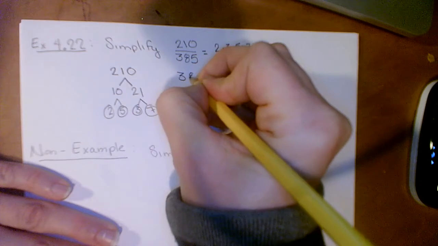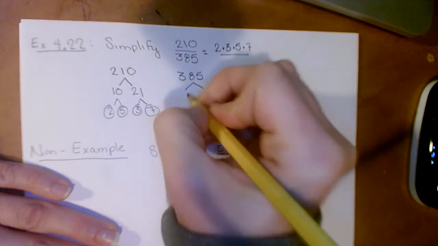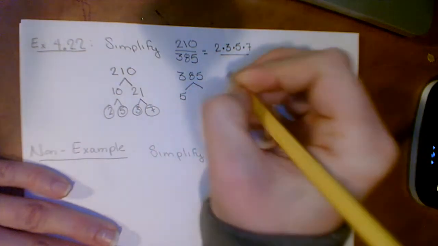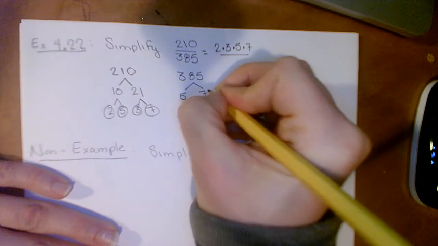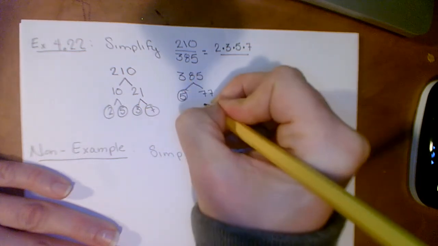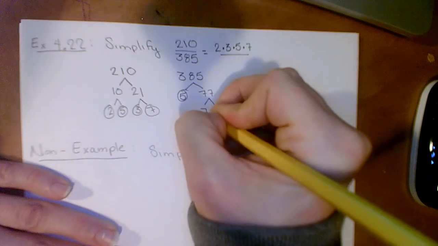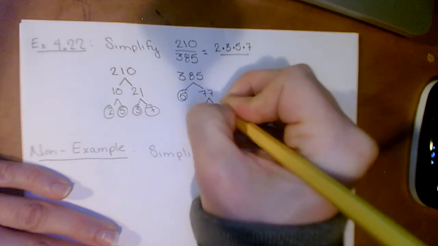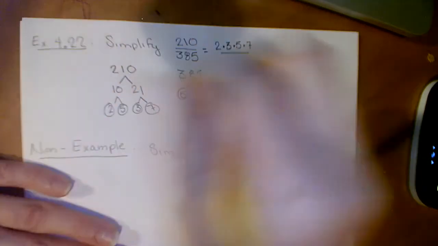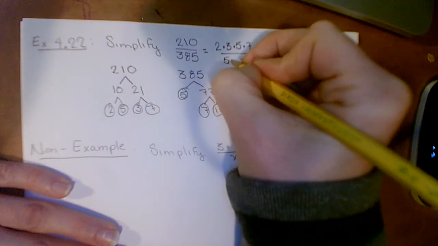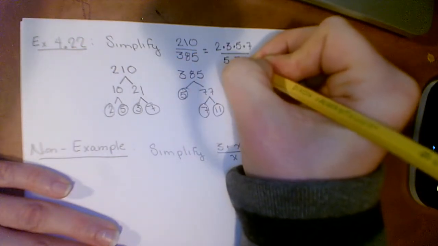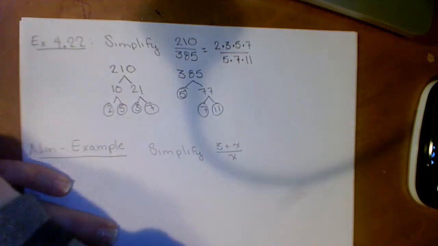And the number 385. I know 5 is a factor because it ends in 5. And it's actually 5 times 77. 5 is prime. 77 can be broken down into 7 times 11. Those are both prime numbers. So I'll rewrite the number 385 in its prime factorization form.